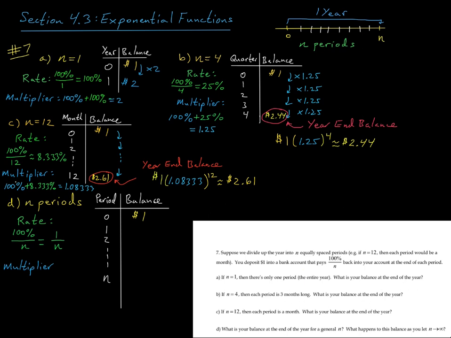So what am I really doing? Well, the 100% is just a 1. And then I'm tacking on this 1 over n. Okay, so this expression is our multiplier. And I'm going to apply that multiplier n times. When n was 12, we applied this multiplier of 1.08333 12 times. Likewise here, we applied that multiplier 4 times. So here I'm going to multiply by this quantity 1 plus 1 over n, n times.